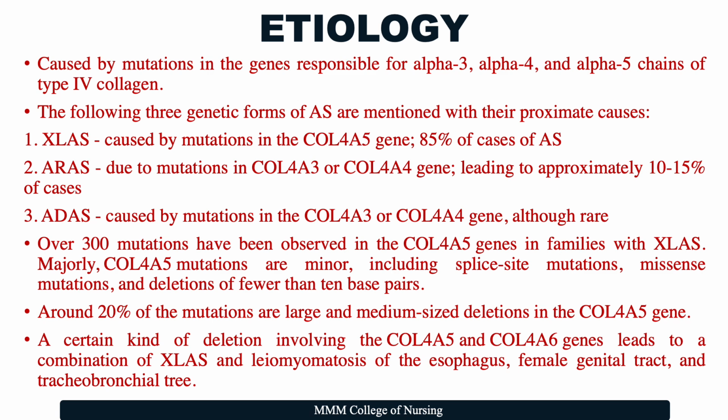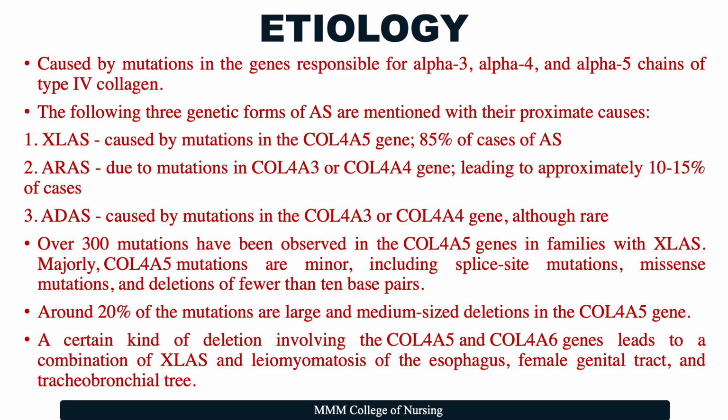And the final one, autosomal dominant Alport syndrome, is caused by mutations in the COL4A3 or COL4A4 gene, although rare. Over 300 mutations have been observed in the COL4A5 gene in families with XLAS, and majorly COL4A5 mutations are minor, including splice site mutations, missense mutations, and deletions of fewer than 10 base pairs. Around 20% of the mutations are large and medium-sized deletions in the COL4A5 gene.